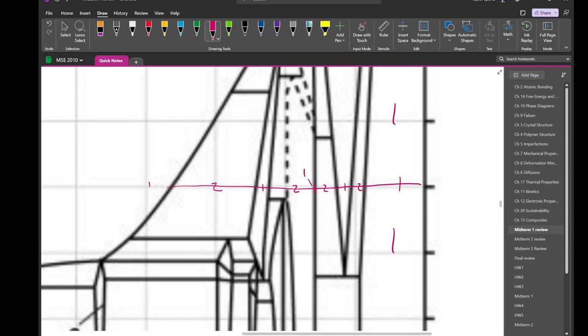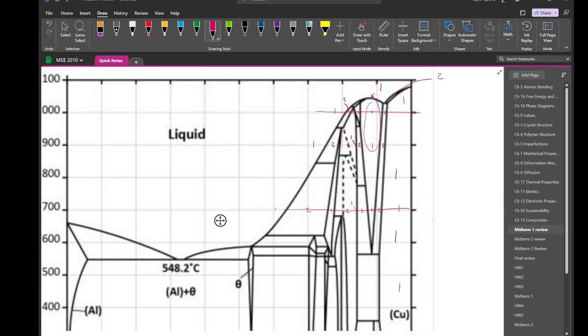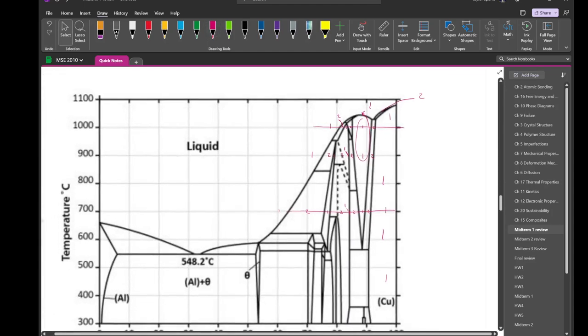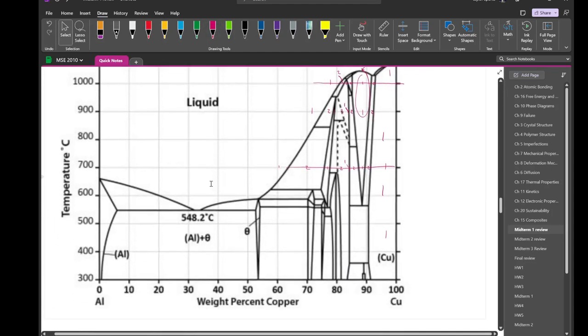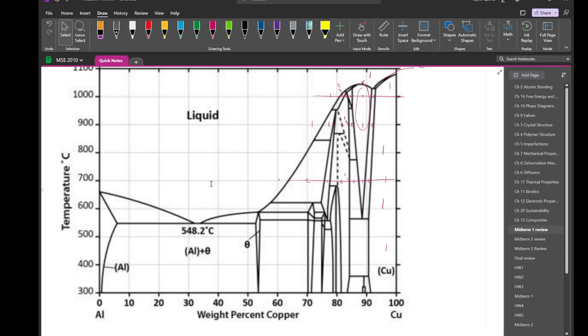So let's figure out the composition of this big congruent melting phase up here. Like, what is this phase? What's the formula of that phase? The way that we would do that is you look at where it is on the phase diagram. If it's given in mole percent, it's easy. It's not. It's given in weight percent, so we have to do a conversion. If it's in mole percent, that conversion's done for you.